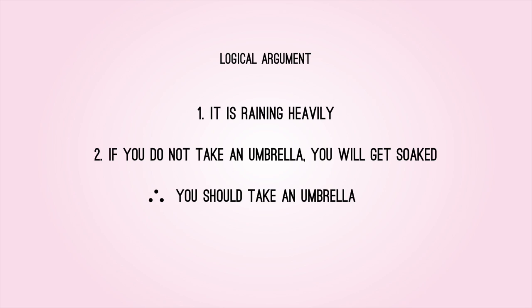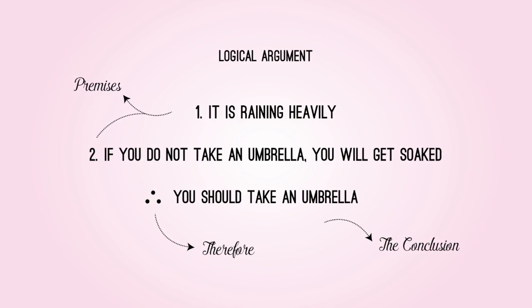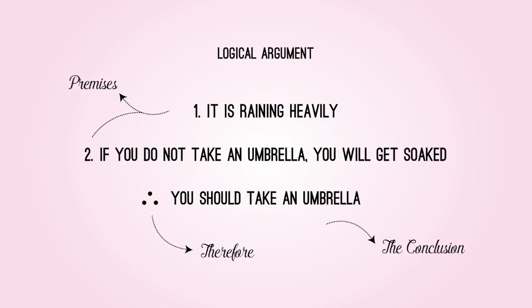1. It is raining heavily. 2. If you do not take an umbrella, you will get soaked. Therefore you should take an umbrella. The 3 dots on the third line of the argument mean therefore, and they indicate that the final sentence is the conclusion of the argument. The other sentences are premises of the argument. If you believe the premises, then the argument provides you with a reason to believe the conclusion.